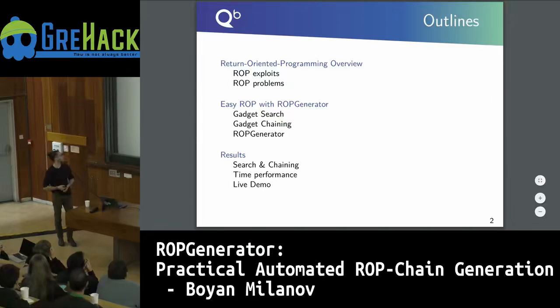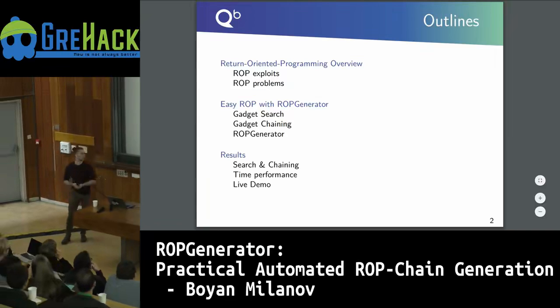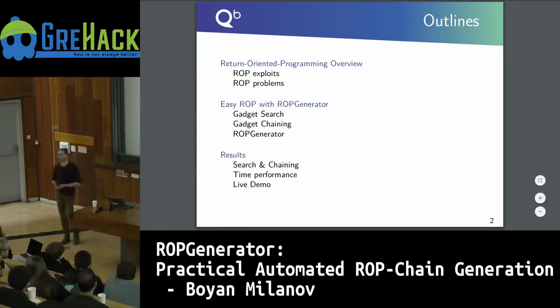So the talk will go as follows. First, a quick reminder about return-oriented programming, or ROP for short. I will show how a ROP attack works, and I will discuss the two major problems that attackers have when they try to use ROP. Then I will talk about ROPGenerator and describe the method that it uses in order to automatically solve those two problems. And eventually I will provide you with some results.